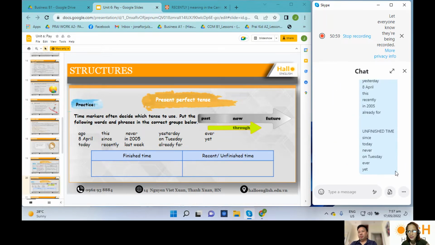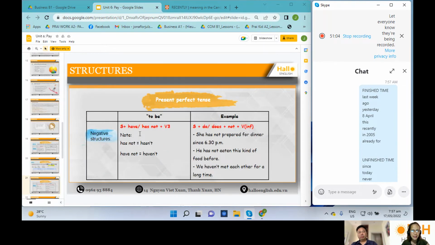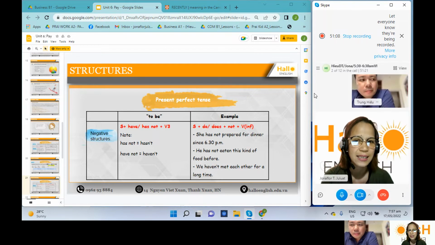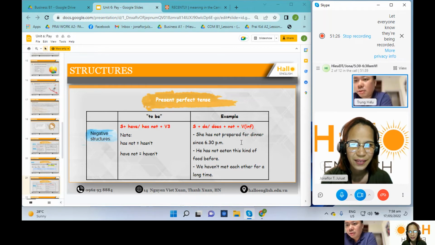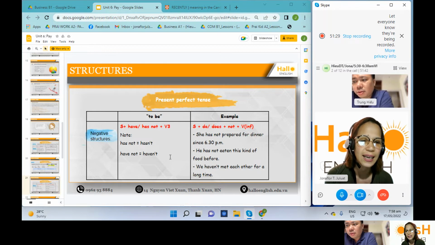Okay, good. Now this time let's learn present perfect tense negative structures. For negative, it's very easy, it's just like affirmative structures, but in negative you have to add not. Have not, has not, does not, do not. Can you read the example, please?